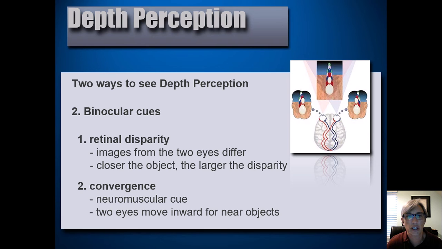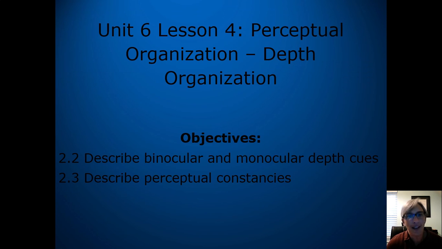And then convergence, our two eyes move inward for near objects. As it comes closer to us, you'll feel your eyes draw inward. More on that in class as usual. In this lesson, we have defined binocular and monocular depth cues, which basically, like I said, one eye versus two eyes. And we'll mess around with it in class.